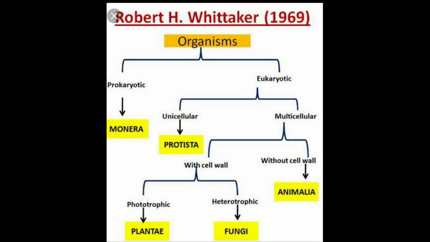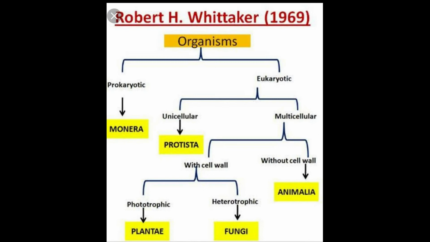First of all, the organisms are divided into prokaryote and eukaryote. Prokaryote means the organism doesn't have a nuclear membrane. That group of organisms comes under the kingdom Monera. Learn the spellings. The eukaryotes, which have a nuclear membrane, are divided into two, unicellular and multicellular. Unicellular means it has only one cell. That comes under the kingdom Protista. Example: paramecium, which we will see later in detail.